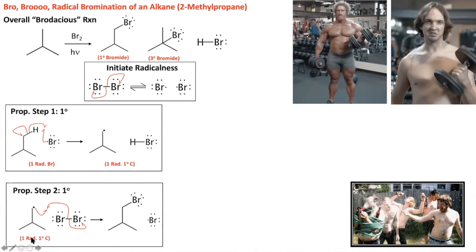So we started in this one. The last one, propagation 1, we started with a bromine radical to carbon radical. Here we have carbon radical to bromine radical. And now you can see this bromine radical can go up and react with another alkane.